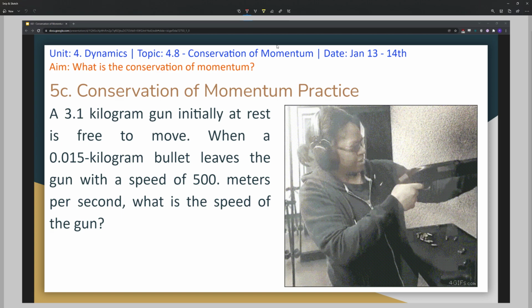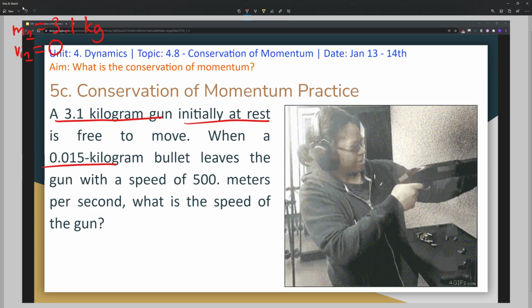So a 3.1 kilogram gun is initially at rest, right? The mass of object 1 is 3.1 kg. It's initially at rest, so we can say that the initial velocity of object 1 is 0.